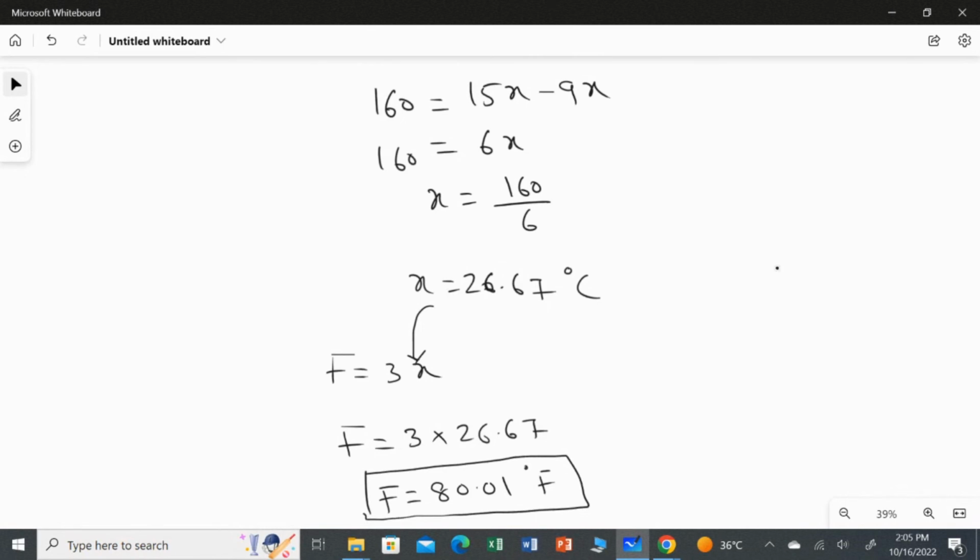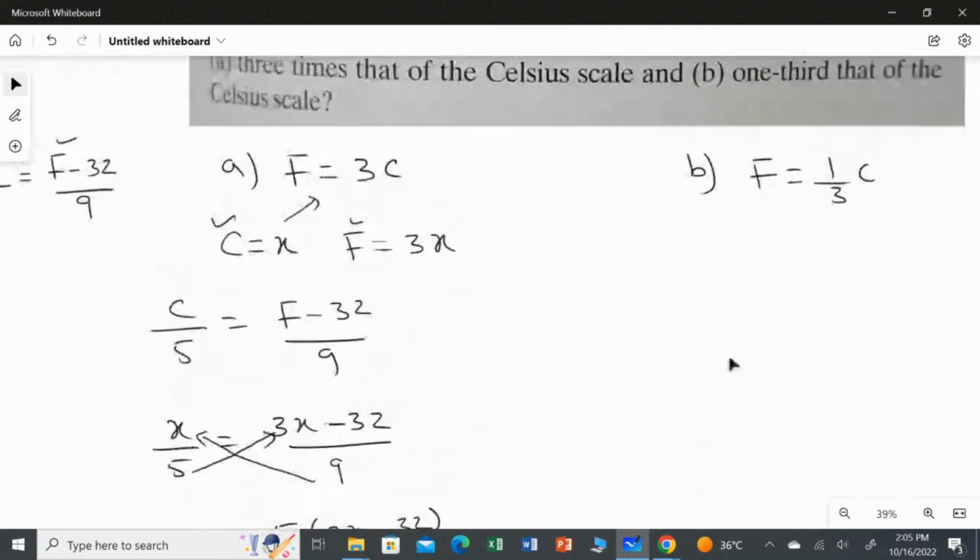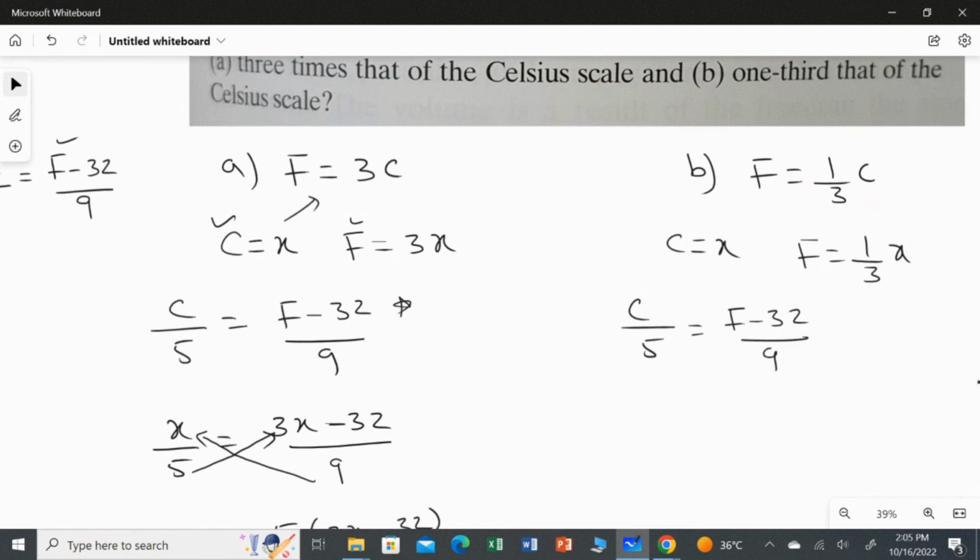In a similar way, you have to work out for this. Again, I'm going to use the same mathematical steps here. By that, what will happen? Celsius is equal to x, therefore my Fahrenheit is equal to 1 over 3 times x, and I am going to use the same formula, C over 5 is equal to F minus 32 over 9. Take the value of C as x, and here also you have to substitute the value of Fahrenheit as 1 over 3 times x.